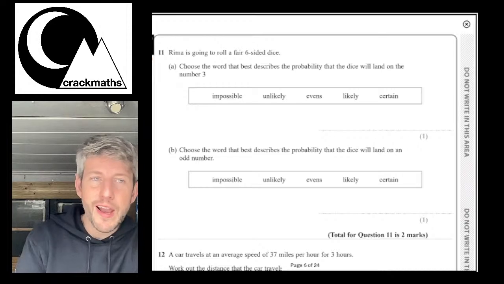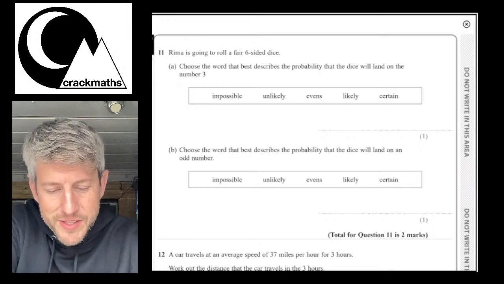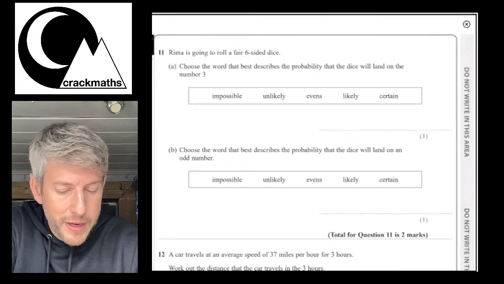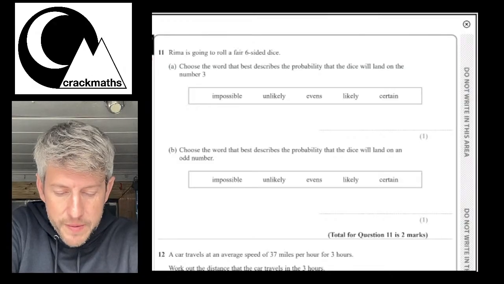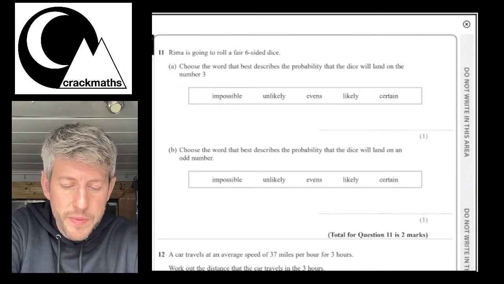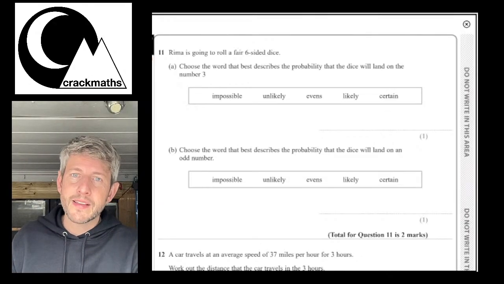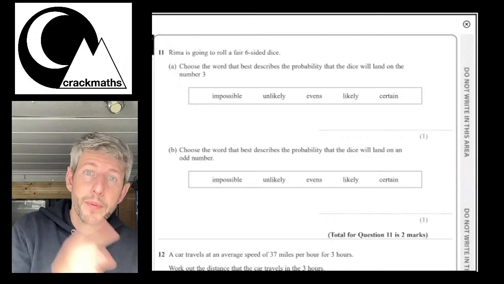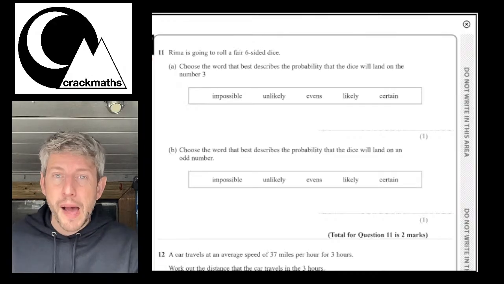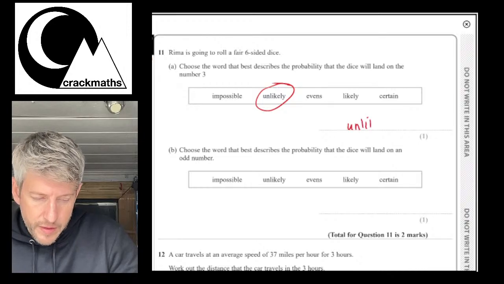Right, question 11. So here we go. It says, Rima is going to roll a fair 6-sided dice. Choose the word that best describes the probability that the dice will land on number 3. Okay, right, so there's 6 outcomes. One of them is going to be the 3. So it's more likely that it's going to land on another number because only one of the numbers is 3. So I would say that, but it could happen. So I'm going to say that this is unlikely. So I'll write that down there.